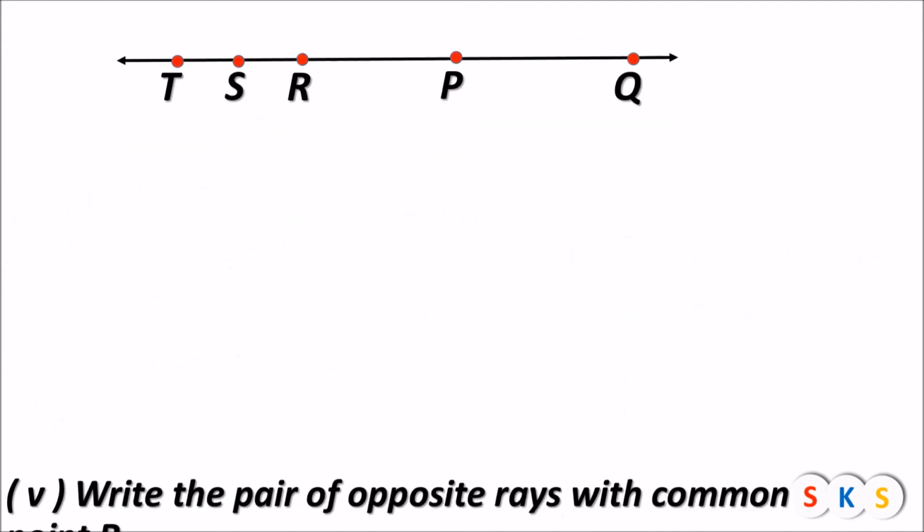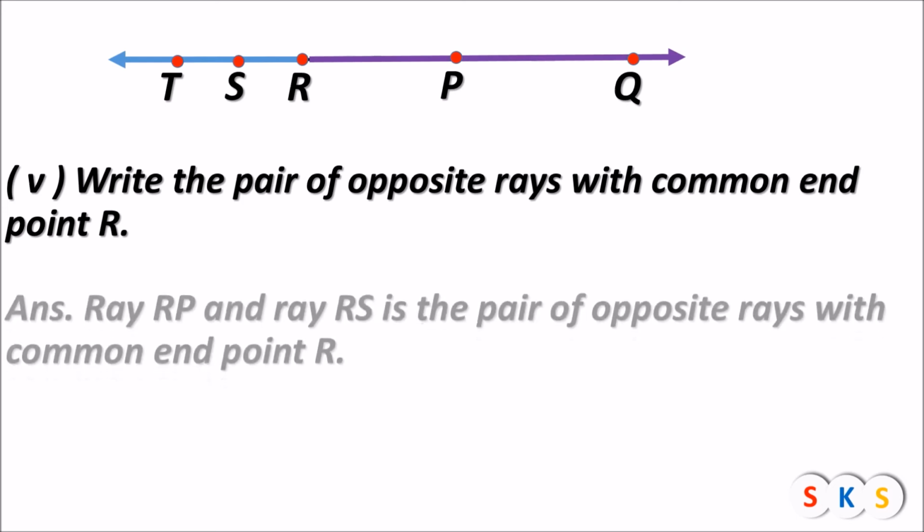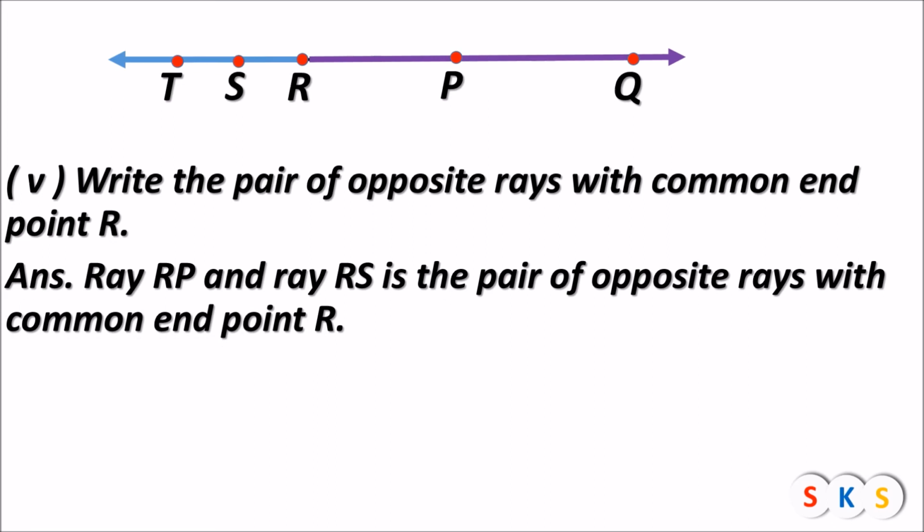Now here we have the next question. Write the pair of opposite rays with common endpoint R. Look at this figure. Ray RQ has common endpoint R, and ray RT also has point R as an endpoint. So point R is the common endpoint of both the rays. That is, ray RP and ray RS is the pair of opposite rays with common endpoint R.